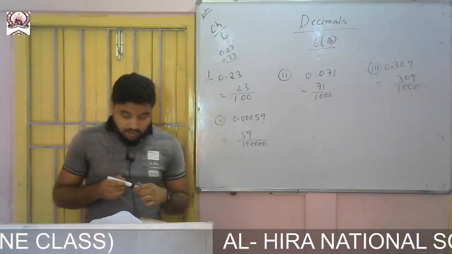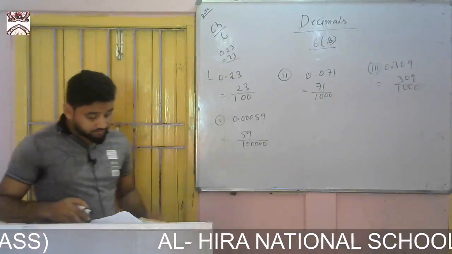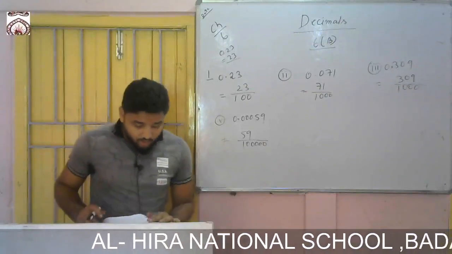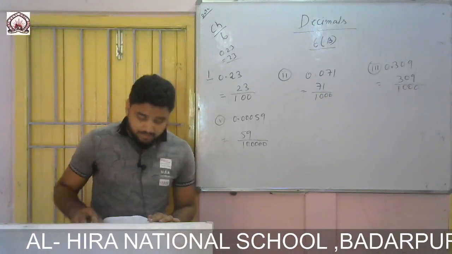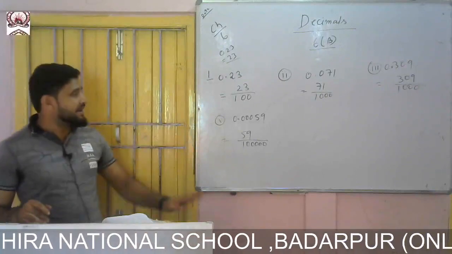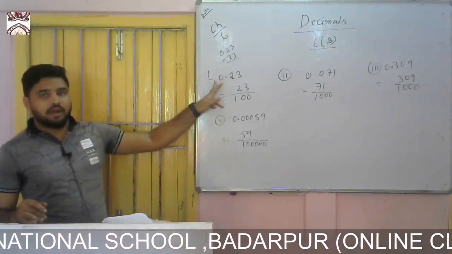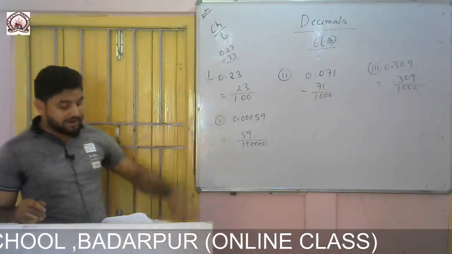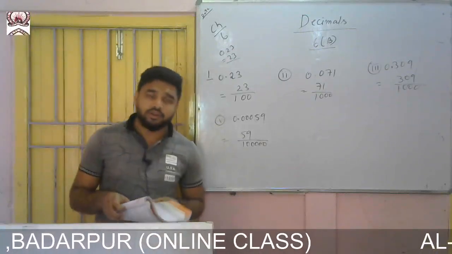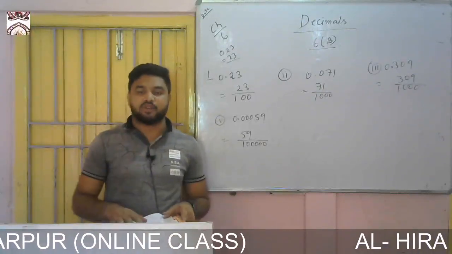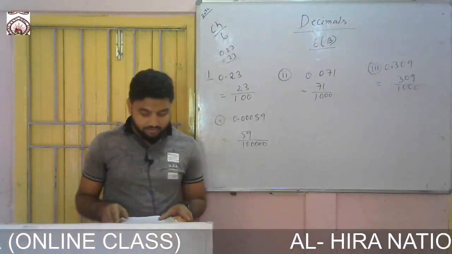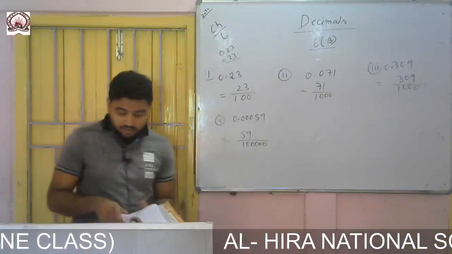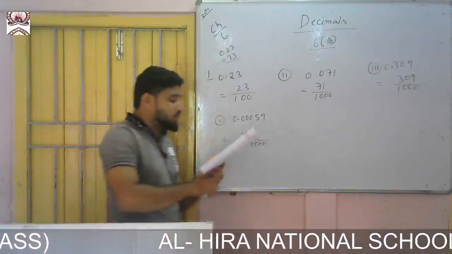Okay. Now come to question number 2. Write as a fraction in its lowest term. Now it is given in decimal point, and we need to convert it to a fraction. Then we need to keep this fraction in the lowest term. So see question number 2.